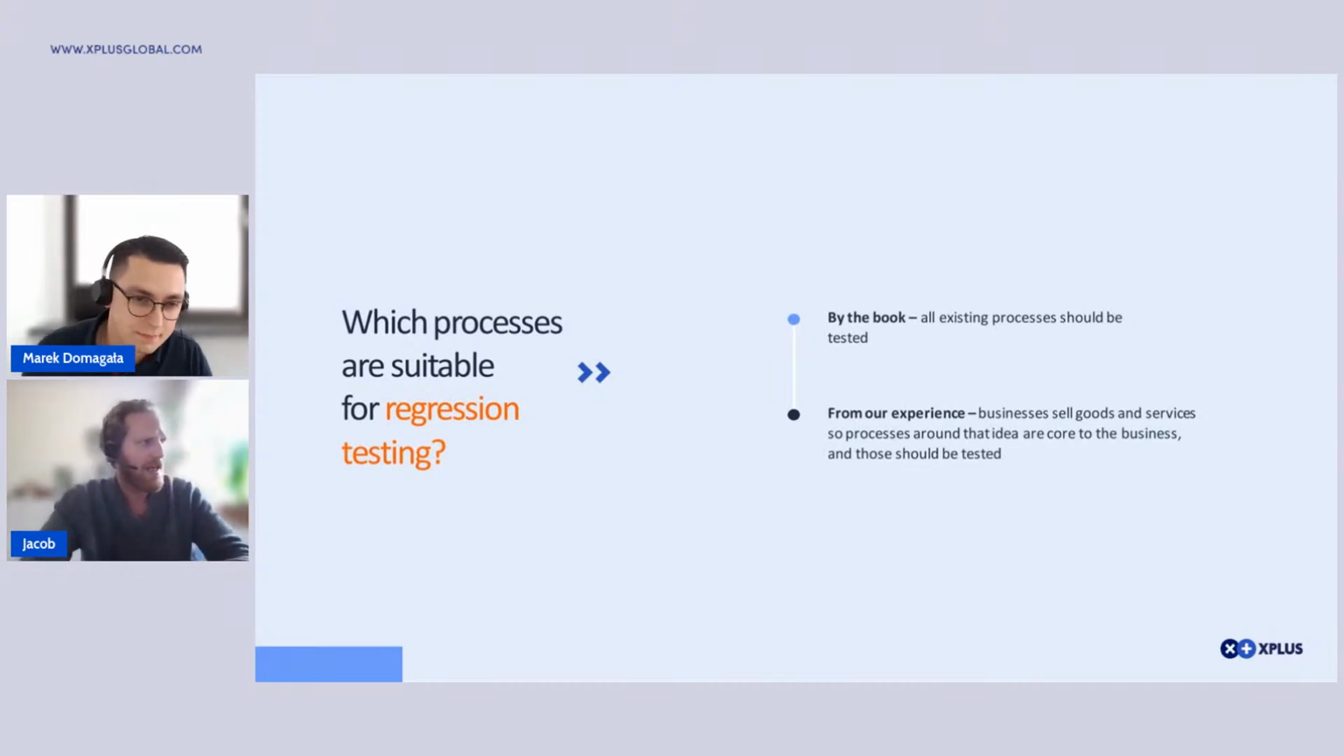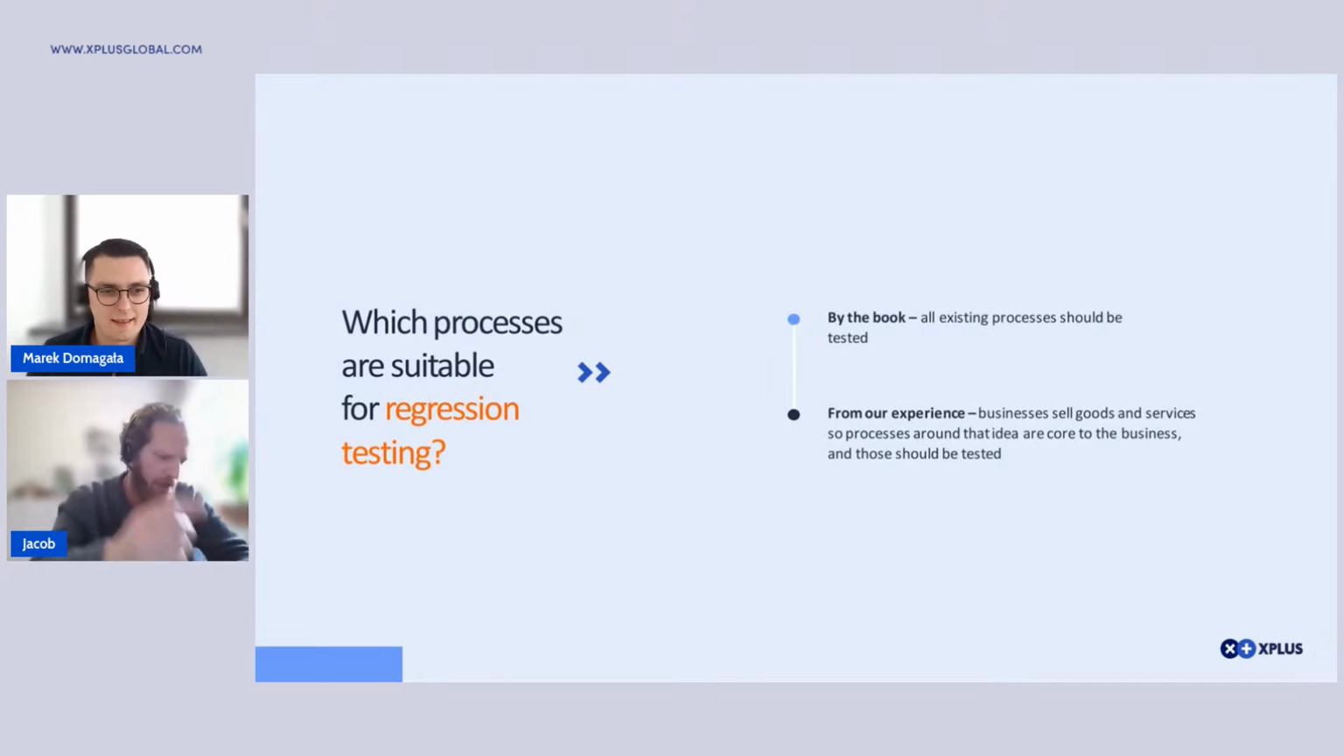With that said, I do want to limit myself from speaking and bring in the actual expert, Marek. Marek, we've got here which processes are suitable for regression testing. I mentioned earlier there's the by-the-book method, which is test everything. But from our experience, capacity and resource limitations prevent that. So tell me a little bit, which processes are suitable for regression testing? What are we actually looking at?